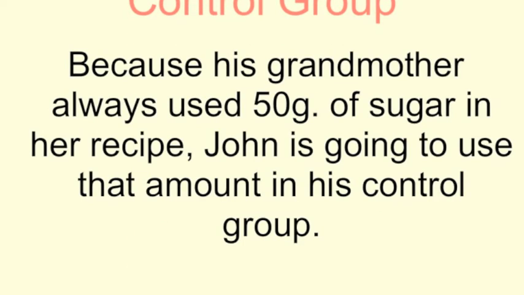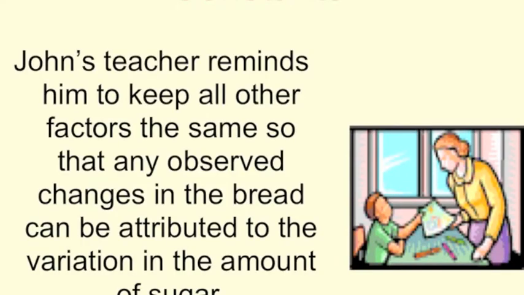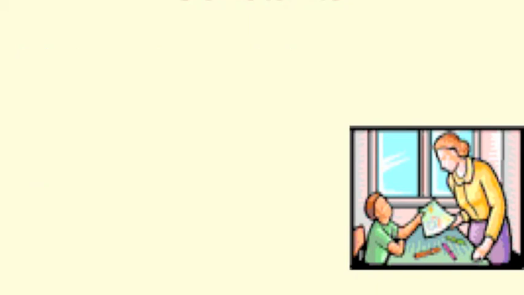In this situation, John is going to identify 50 grams of sugar as his control group because that is the amount of sugar his grandmother has always used. John's teacher reminds him to keep all the other factors in the experiment the same, so that when he analyzes his results, he can attribute that variation to the amount of sugar.